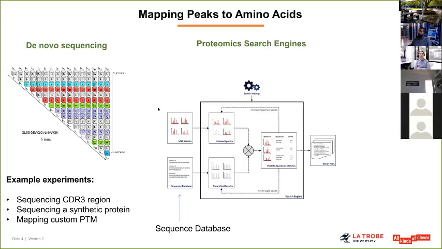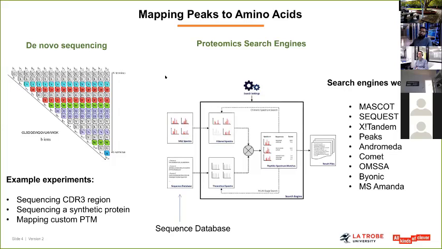So what the search engine does is it will take your sequence database. It's a bit like a genomics aligner. Instead of just doing a pure alignment, it will do processing on the database and create a theoretical set of spectra. And then once the theoretical spectra is created, we can align it with the actual spectra generated by the instrument. And then finally, we can do peptide and protein mapping.